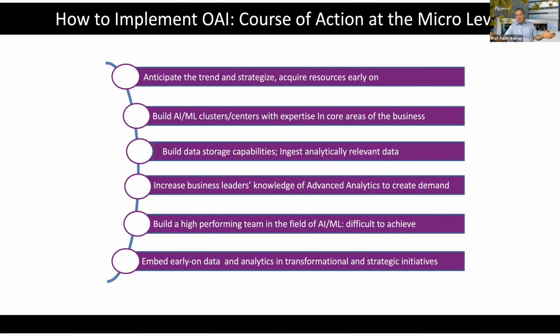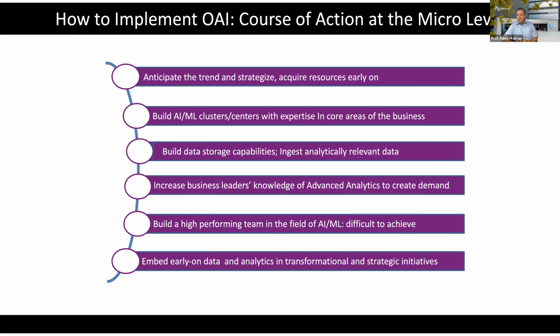Build data storage capabilities. Ingest analytically relevant data. So if you are able to have storage systems in your own industry or in your own company, try to do that, as long as it is not expensive and it has a certain type of return on investment.